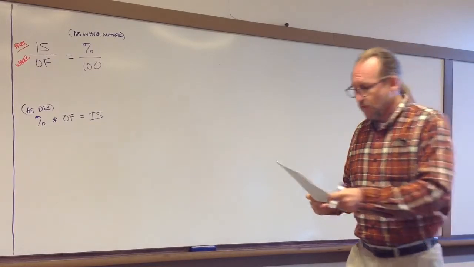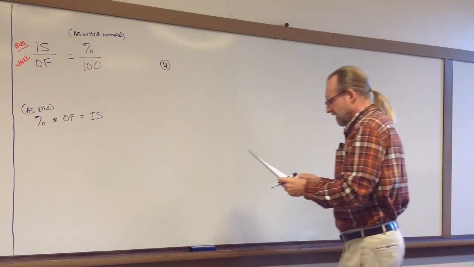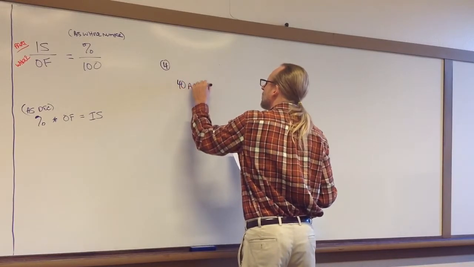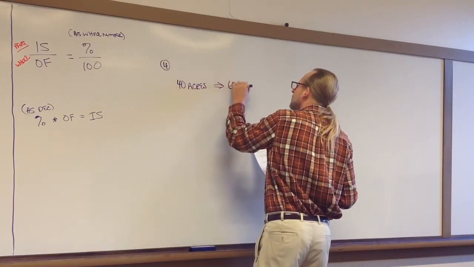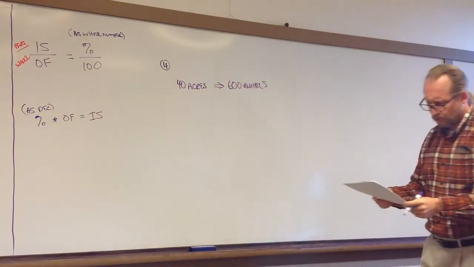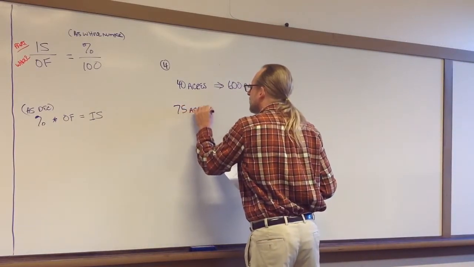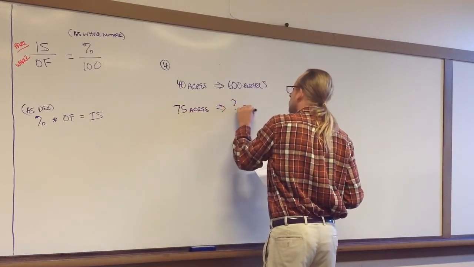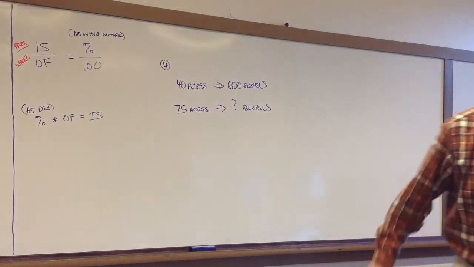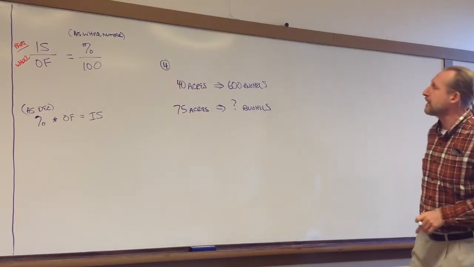Okay, problem 4 is a proportion. A 40-acre field yields 600 bushels of wheat. So 40 acres gives you 600 bushels. At the same rate, how many bushels will a 75-acre field yield? So 75 acres gives you how many bushels? And there are a variety of ways to solve this problem. And I talked about this in the videos when we were covering this topic.